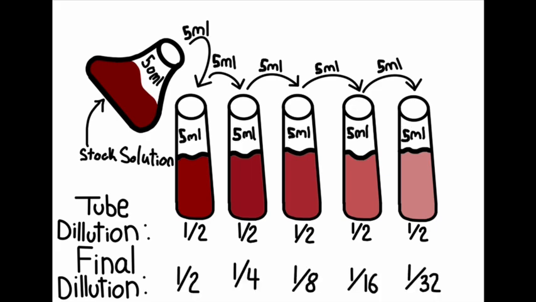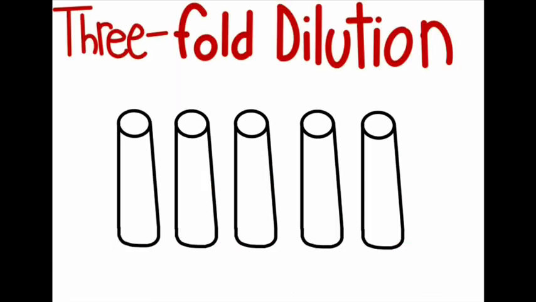This is final dilution. As you can see, it starts out the same as tube dilution with the 1/2. However, this means it is the actual concentration from the original stock solution, and that's how you do a 2-fold dilution. Next we'll learn a 3-fold dilution.